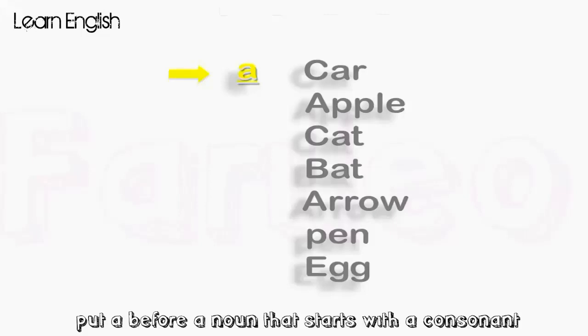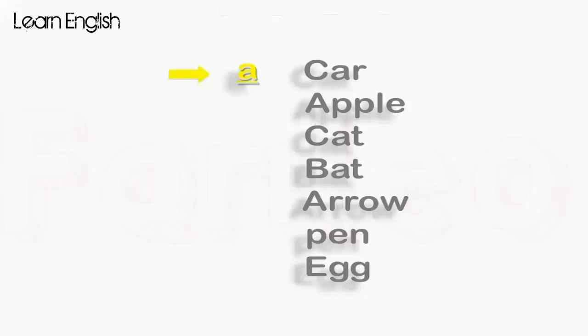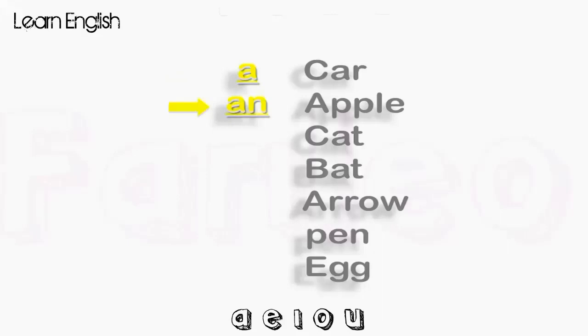The next example that we have is apple. Now apple starts with an A. Whenever a noun starts with a vowel, remember what the vowels are? A, E, I, O, U. So whenever a noun starts with a vowel, you will have to put an in front of it. So it became an apple.